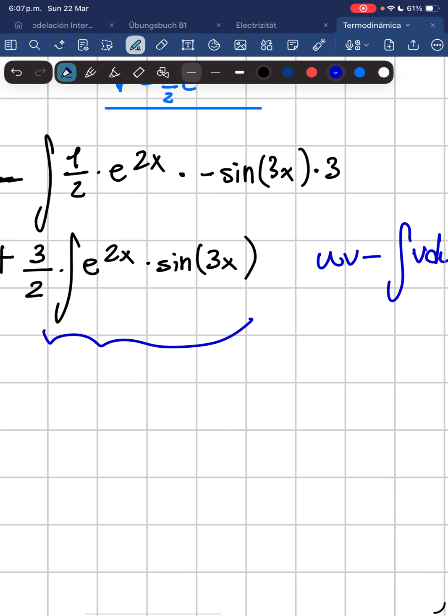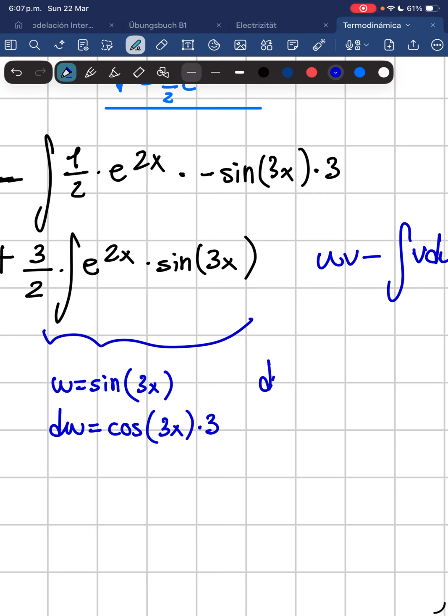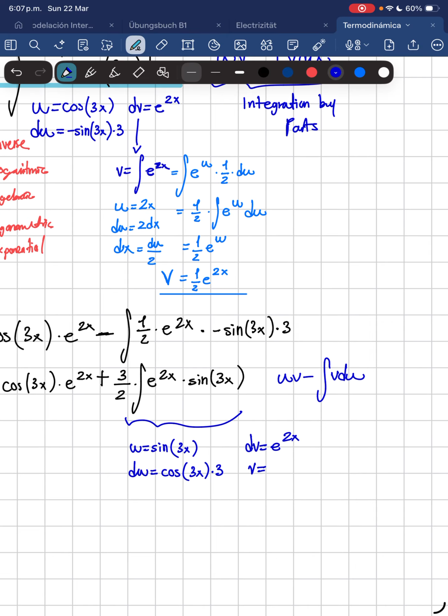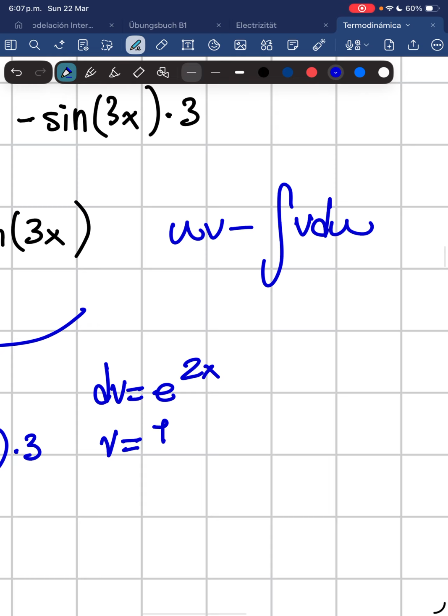Now we're gonna establish our candidate u, the same, the trigonometric function, which is sine of 3x. Then we differentiate it, which is positive cosine of 3x times 3. And then we have our dv, which is e to the 2x. And for saving time, this is the same integral as right here, so we're just gonna copy the result, which we know how we obtained.